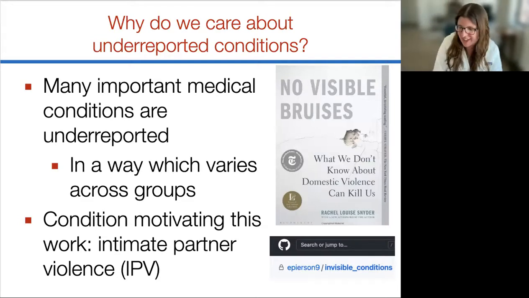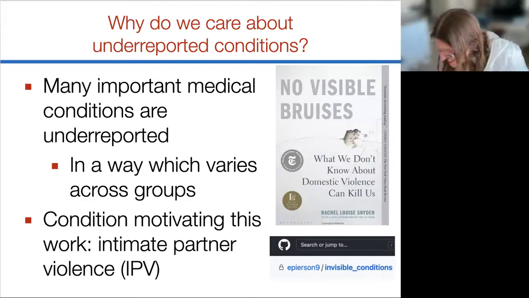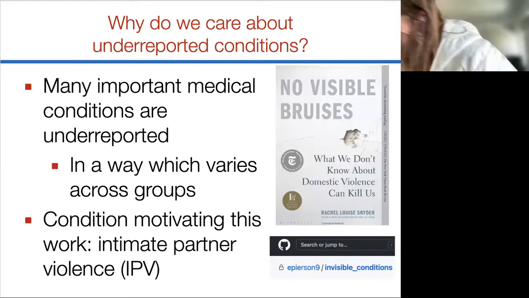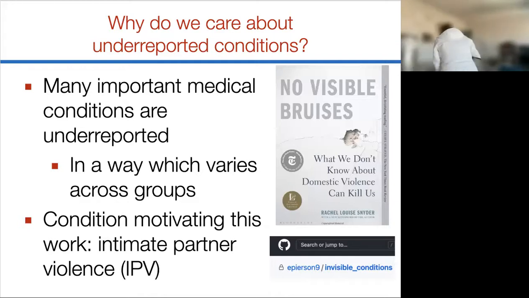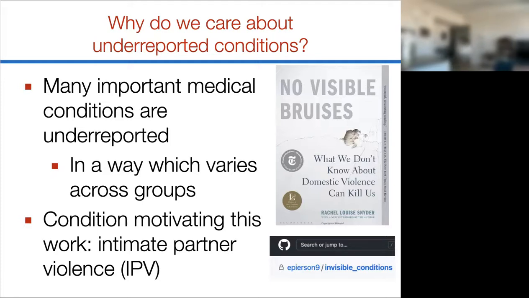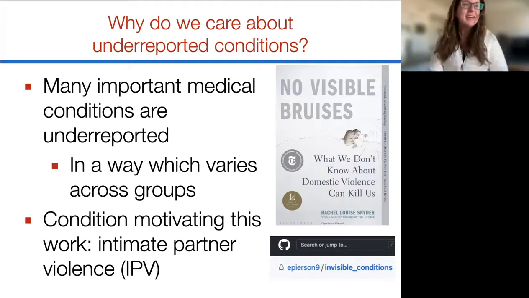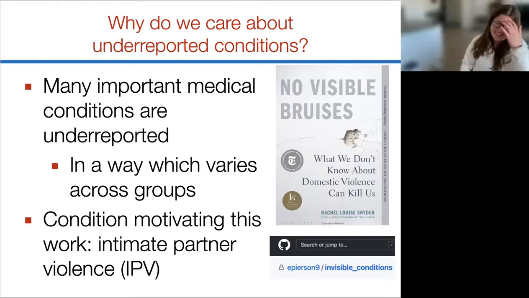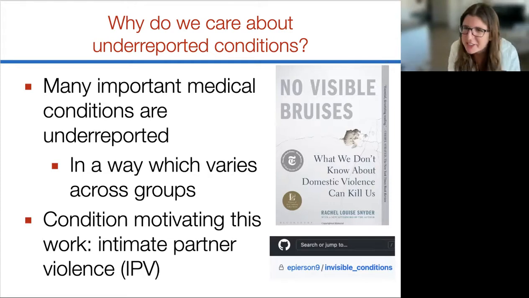Okay, so why do we care about underreported conditions? I'm sorry, I'm going to have to move these guys because it's just impossible. My apologies. Give me 30 seconds. That's better. I'm so sorry. Usually they're much quieter, but they got riled up. That hasn't happened during a talk before.